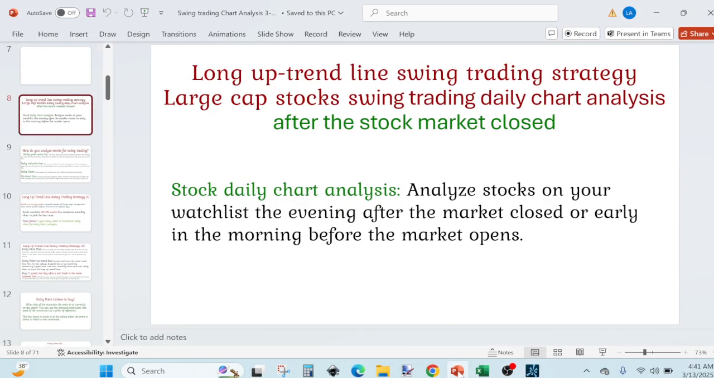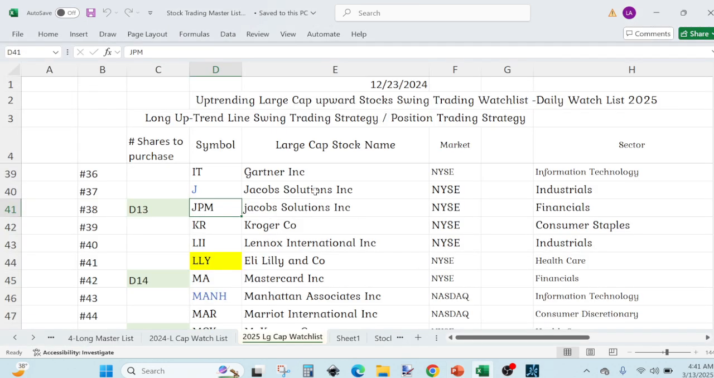Hello, how do you do your swing trading daily chart analysis of upward large cap stocks if you are using a long swing trading strategy? You open your stock watch list, and here we have a stock watch list, and we are going to analyze those stocks, and the first one is JPM.